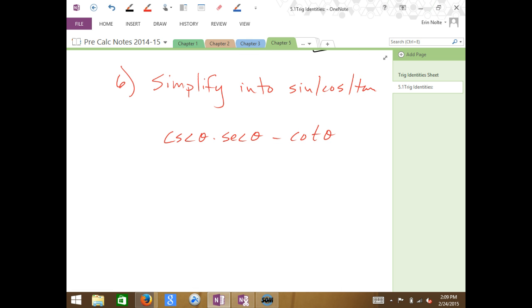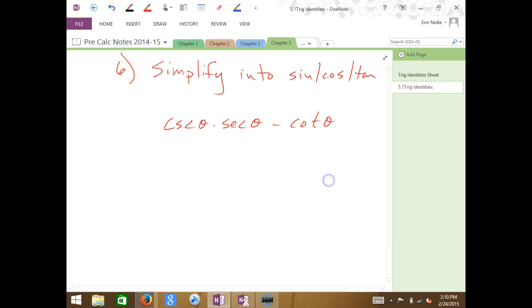Okay, so initially what is given to me is, well, basically all of the reciprocal ones. Okay, so the first thing I'm going to do is use the reciprocal identities to rewrite the first two. Okay, so what can I rewrite cosecant as? Sine. Good. So 1 over sine. What can I rewrite secant as?